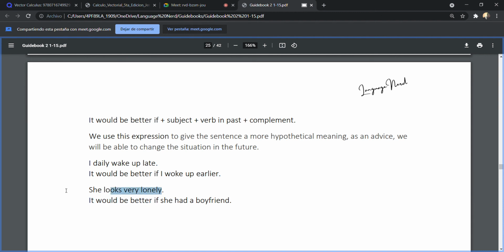Then, she looks very lonely. She looks very lonely. Lonely significa como sola, en este caso, por she, pero sola cuando no tienes como una pareja. Porque sola también puede ser alone, pero eso es alone cuando estás pues solo, ¿no? O sea, que no hay nadie. Pero lonely es como sentimentalmente. So, an advice, it would be better if she had a boyfriend. It would be better, como sería mejor, si tuviera un novio. If she had a boyfriend.